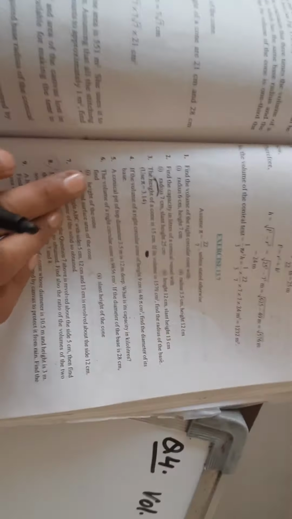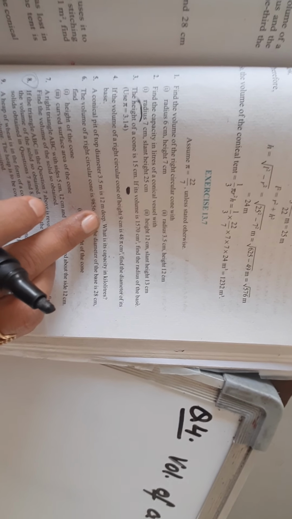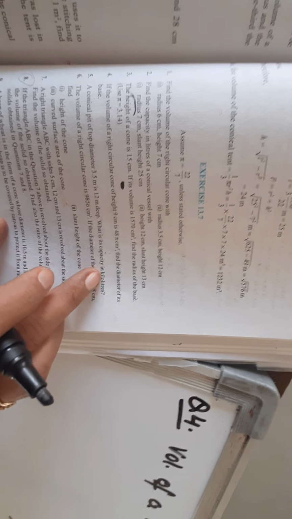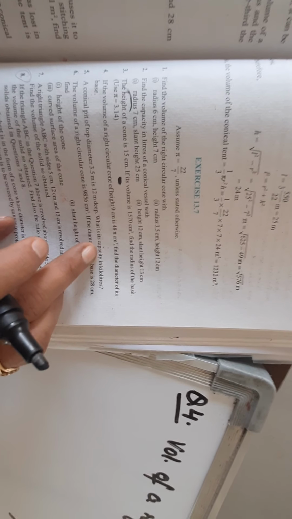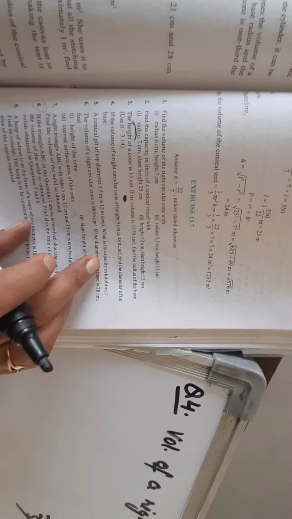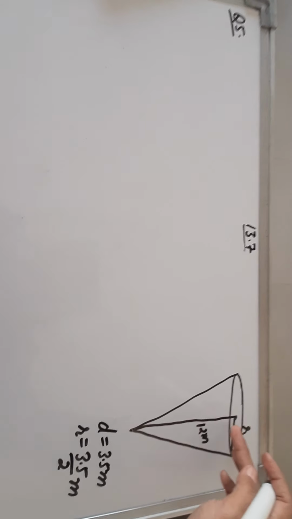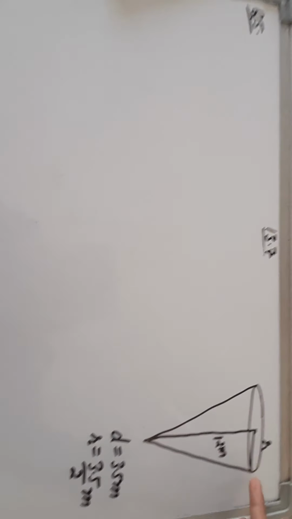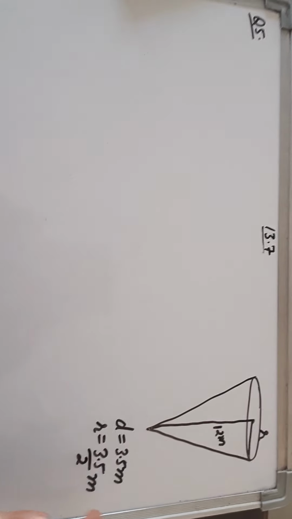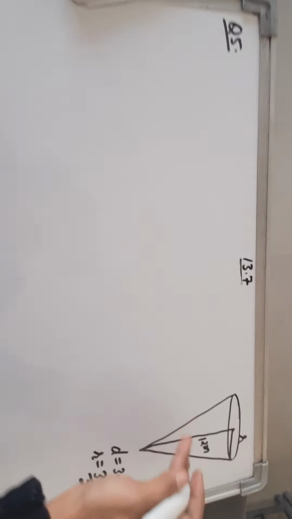A conical pit, मतलब होता है गड्ढा, of top diameter 3.5 meter is 12 meter deep. What is the capacity in kiloliters? Dear students, capacity means volume. हमें उस गड्ढे की volume निकालनी है, capacity निकालनी है. So the question is straightforward. Let us do it. So we have a conical pit, गड्ढा 12 मीटर डीप है, जो डायमीटर इज 3.5 मीटर and radius is 3.5 by 2 meters. So let us find out its capacity.